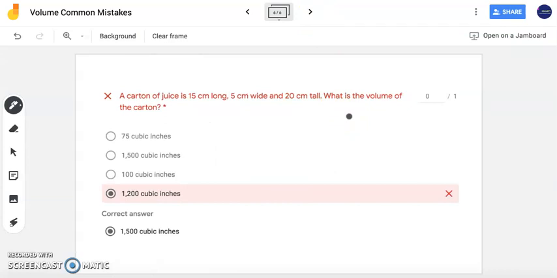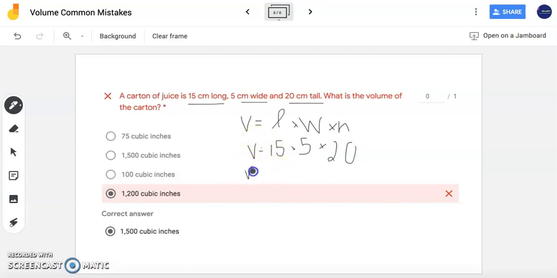It says a carton of juice is 15 centimeters long, 5 centimeters wide, and 20 centimeters tall. What is the volume of the carton? A carton of juice is a rectangular prism. Therefore, I can do the volume equals my length times my width times my height. So my volume here is 15 centimeters long, my width is 5 centimeters, and my height is 20 centimeters. Notice I replaced this all together. All I did was substitute my length with 15, my width with 5, and my height with 20.